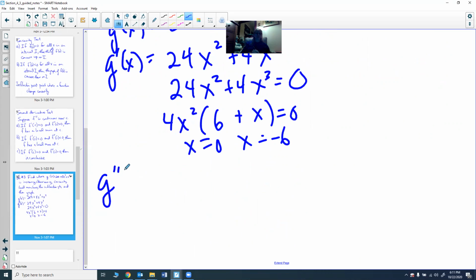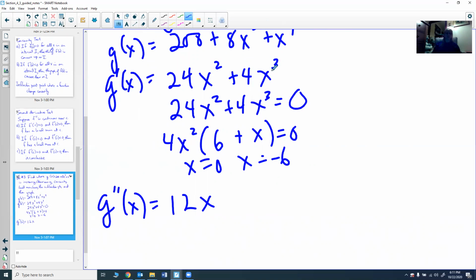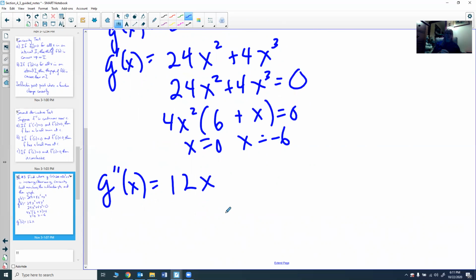Now let's also find the second derivative. Because we had 24x squared plus 4x cubed, the second derivative would be, sorry, I apologize, 24 times 2 is not 12. 24 times 2 is 48. So we have 48x plus 12x squared.